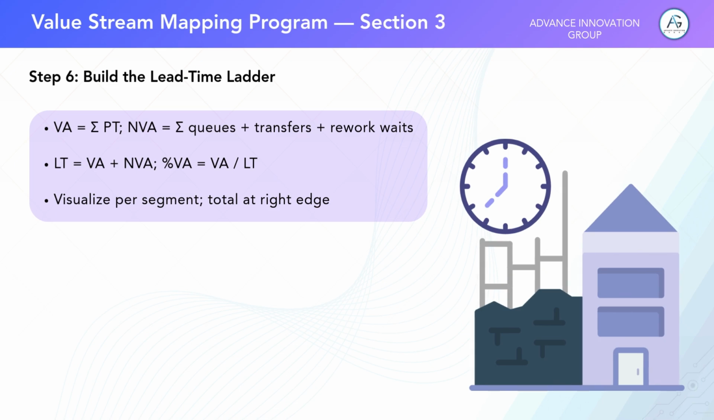Step 6 is to build the lead time ladder, which helps visualize how long your process actually takes. Start by calculating value-added time VA as the sum of process times and non-value-added time NVA as the total of queues, transfers, and rework waits. Then, calculate lead time LT as VA plus NVA and determine the percentage of VA using VA divided by LT. Plot these times visually beneath the process map. Show each segment's duration and the total at the far right. This gives a clear picture of where time is spent and where delays occur.